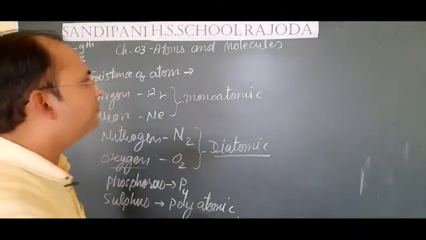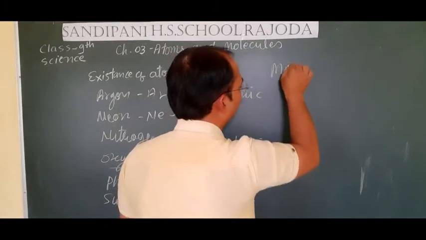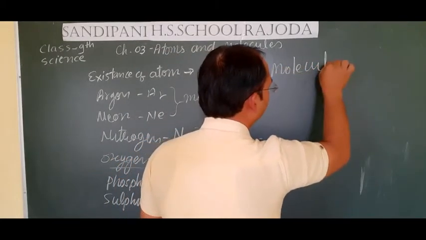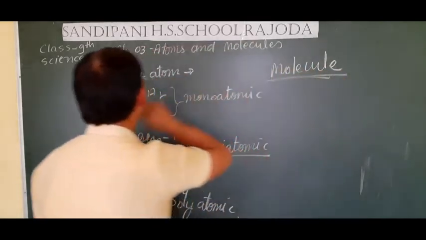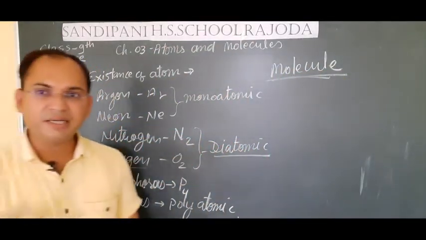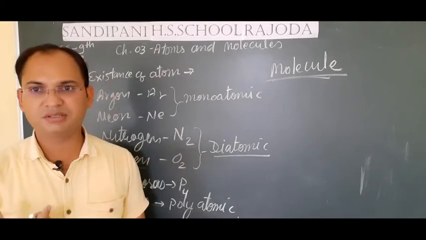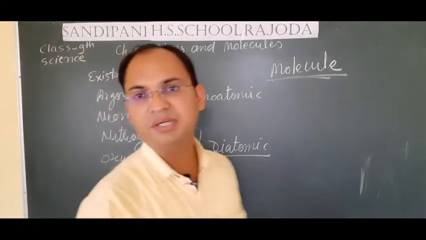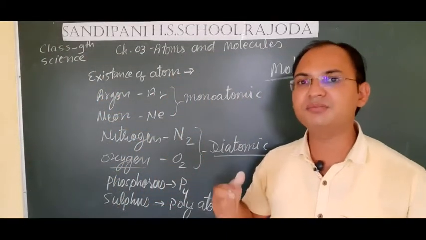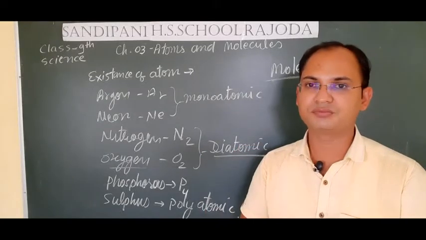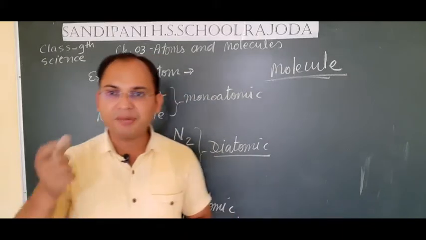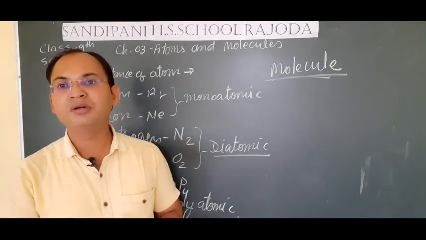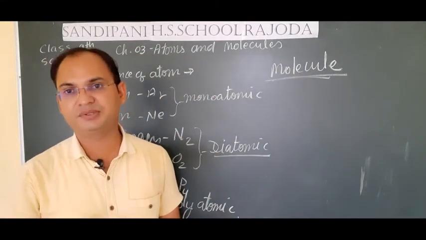So students, we have studied about the atom, but what exactly is a molecule? A molecule is nothing but the combination of atoms in a fixed ratio. Now, on the basis of the atoms that combine together to form the molecules, molecules can be of two types.